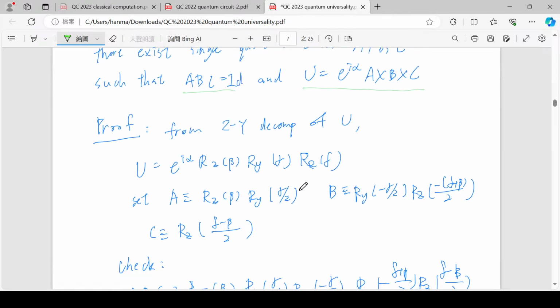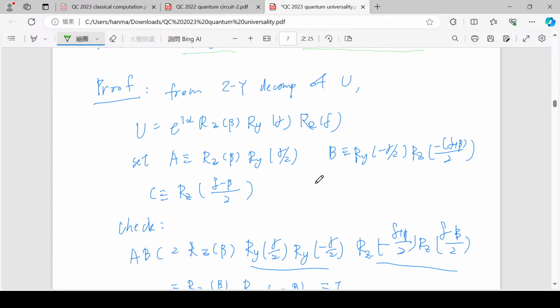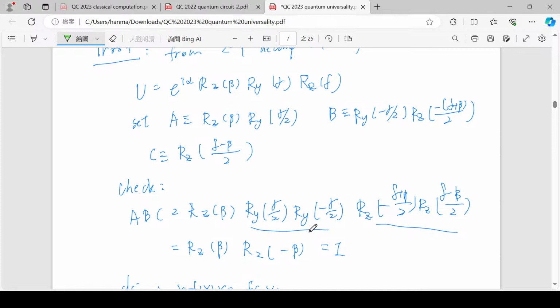So why does this work? First, let's see that ABC actually equals identity. So A times B times C, and you just line them together. This is A, and this is B, and this is C, and then you see that they cancel each other. So the RY gamma over 2 cancels with RY minus gamma over 2.